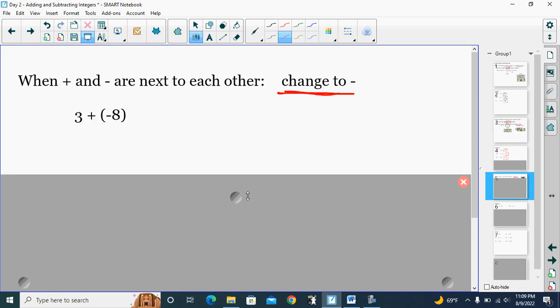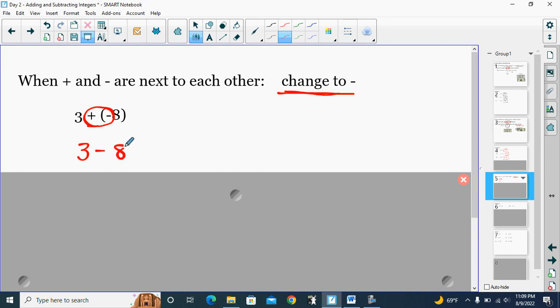Quick example here. If I've got 3 plus negative 8, 3 is positive, but notice I've got two signs right next to each other, plus, negative. If I've got plus and minus next to each other, we need to change that to a minus. So I'm going to rewrite that as 3 minus 8.